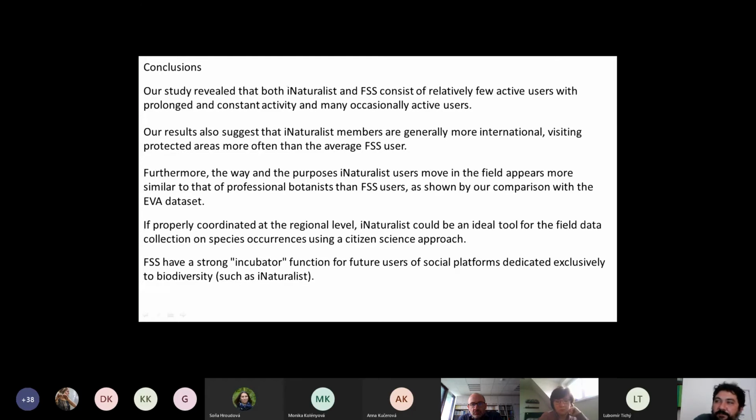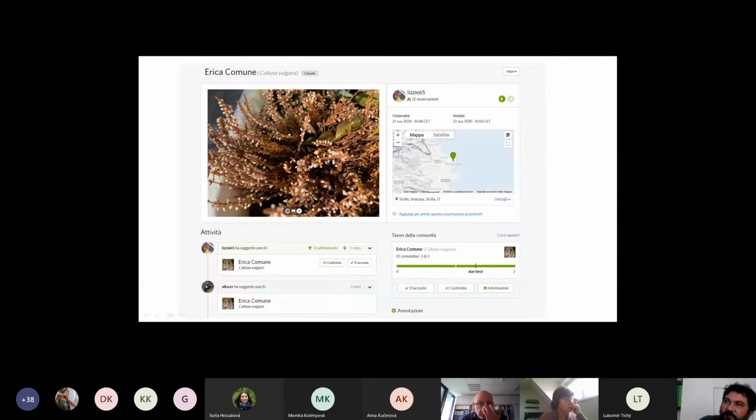But sometimes I want to spend some minutes on this aspect about the regional administrator, because it's very important. For example, if you look at this species, Calluna vulgaris, this photo was shot in Sicily, but if you look at the photo, it is a clear Calluna vulgaris from a shopping center in Syracuse.